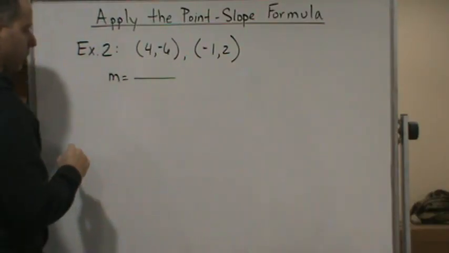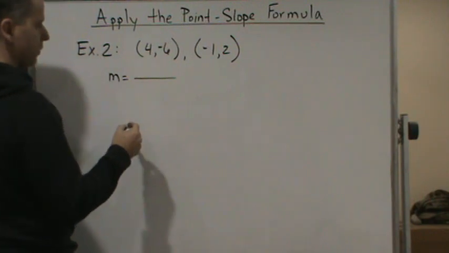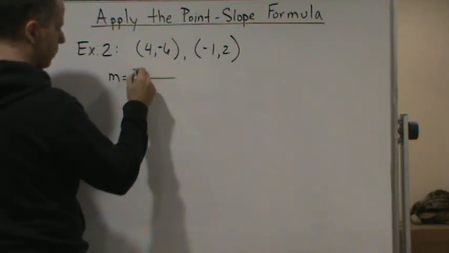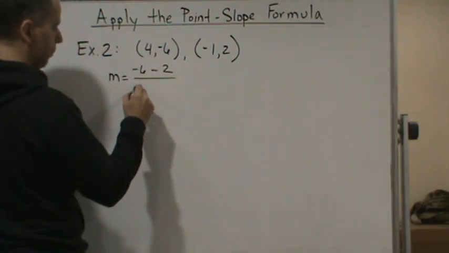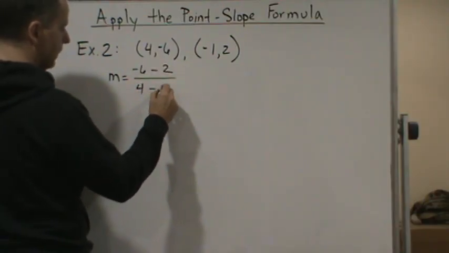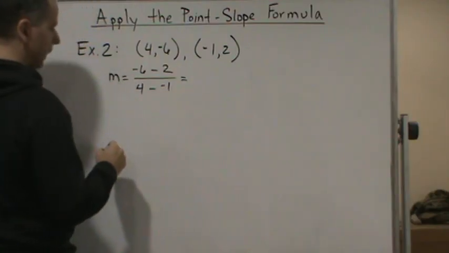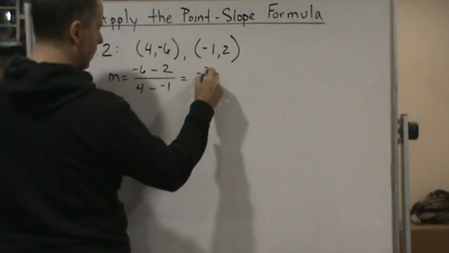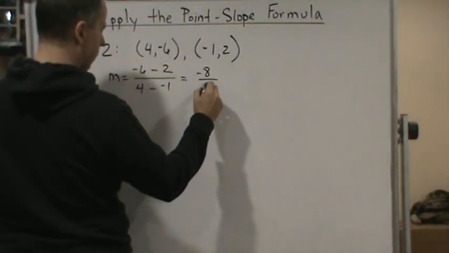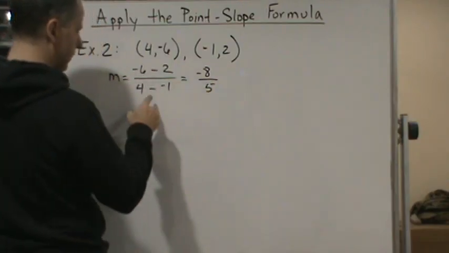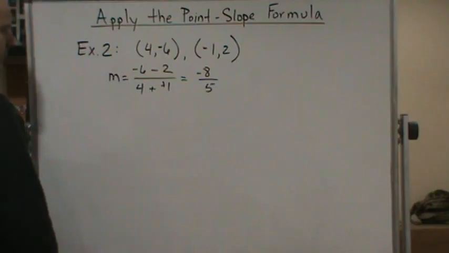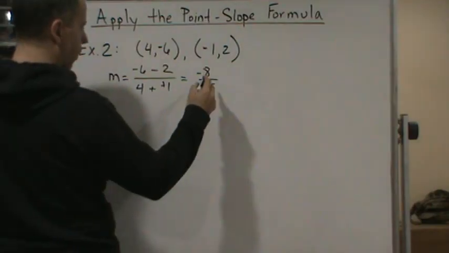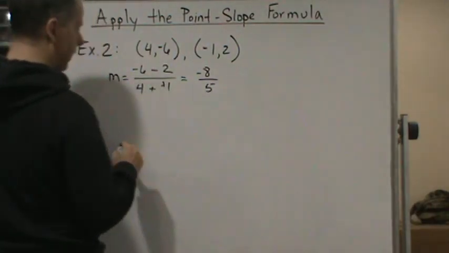Again, we're going to use the difference in the y's over the difference in the x's. So let's do -6 minus 2, and then 4 minus -1. That's going to give us -8 over what? 5, right? This is 4 minus a -1, which is the same as 4 plus 1. So then we get -8/5.